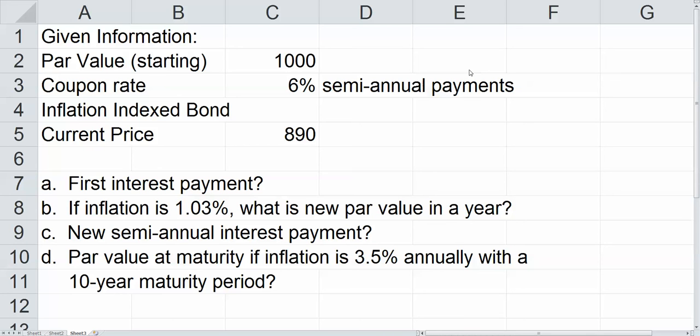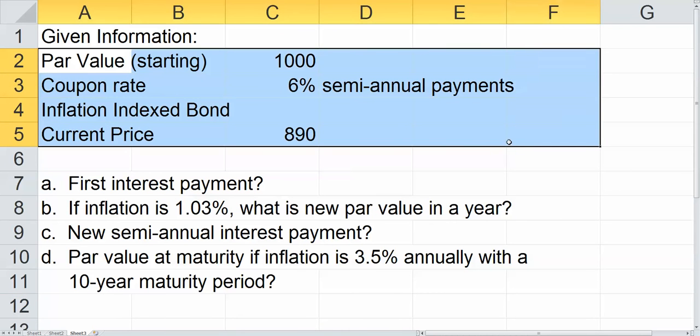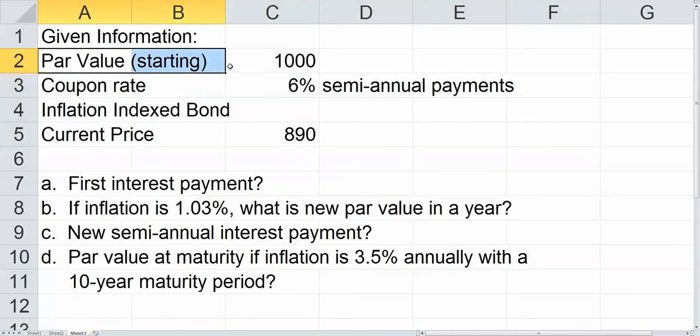This demo covers problem 2 from chapter 14. In that problem, you were given some information about what's known as an inflation indexed bond. Technically, they're called Treasury Inflation Protected Bonds, or TIPS. And if you buy a bond of that type, you're given a beginning par value, but then periodically that par value rises if we have inflation.